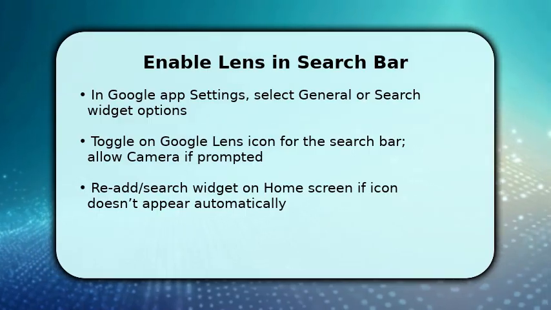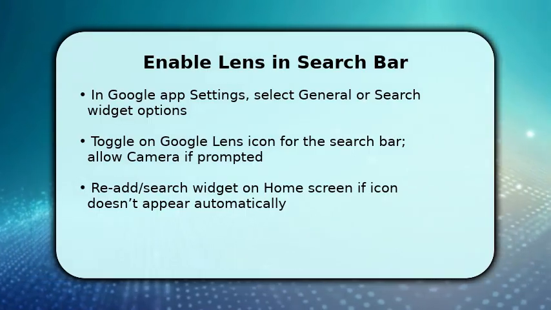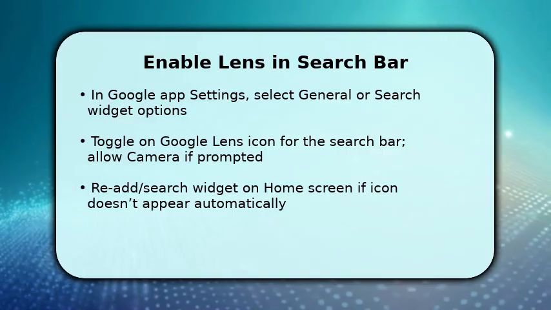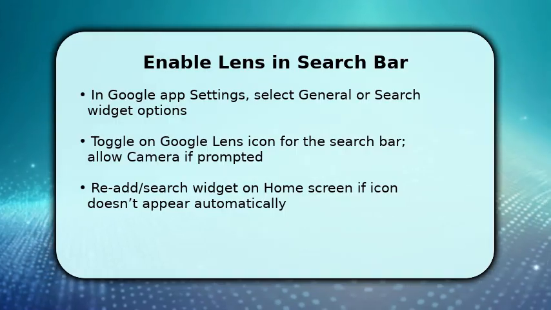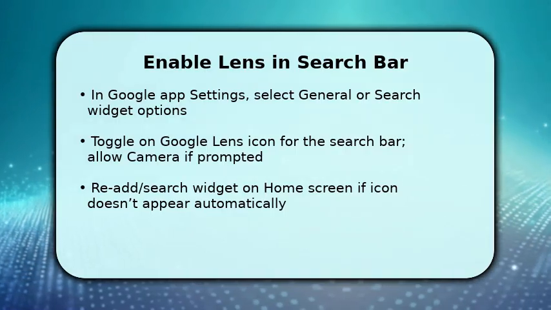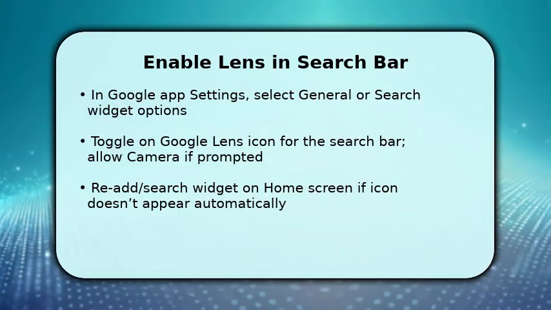Once enabled, long press your home screen, add or edit the Google search widget, and ensure the lens icon is selected. If it's missing, remove and re-add the widget. That forces the updated widget to display the lens shortcut.